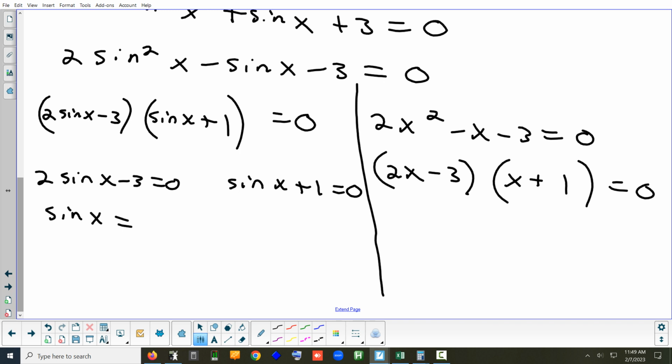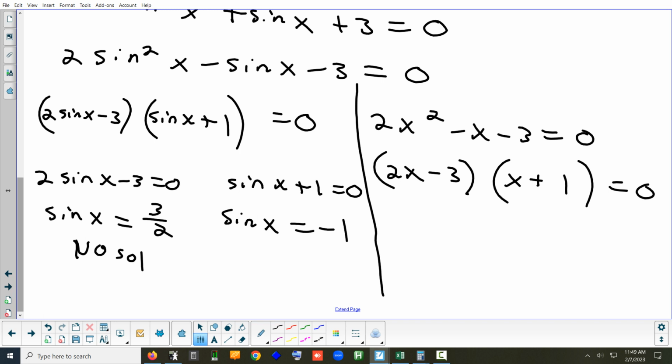So what would sine x equal in this case? So sine equals 3 over 2. And let's do this one. Sine x would equal negative 1. What's 3 divided by 2? 1.5. Yep. When does the graph of sine hit 1.5? Never. So this part has no solution.